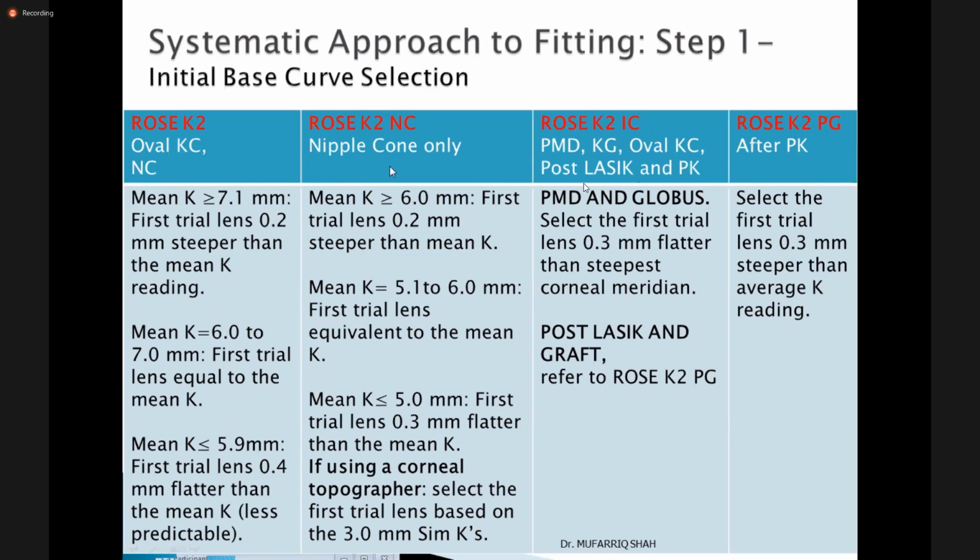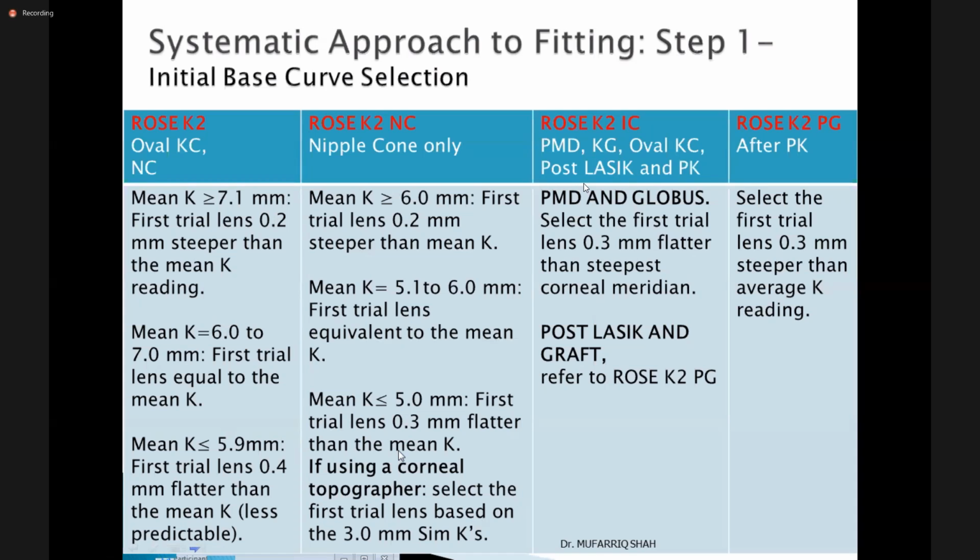Now, for the ROSE K2 NC lens, if there's nipple cone and the mean K is greater than 6.0 millimeter, then the first trial lens you need to start is 0.2 millimeters steeper than the K reading. If the mean K reading is 5.1 to 6 millimeter, then the first trial lens should be equivalent to the mean K reading. And if the mean K reading is less than 5.0 millimeter, that is very steep, then the first trial lens should be 0.3 millimeter flatter than the mean K reading.